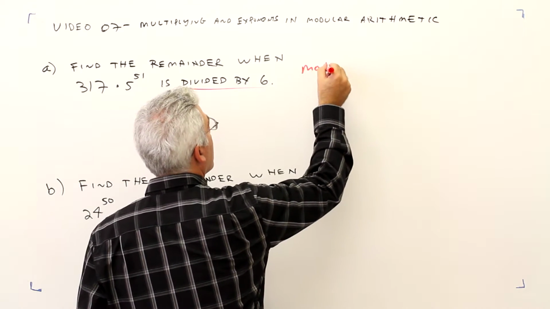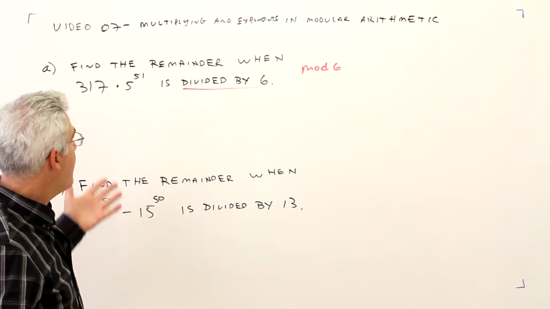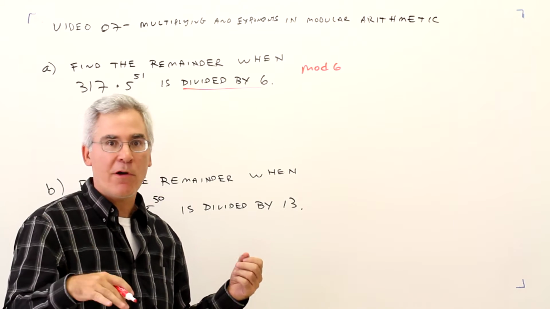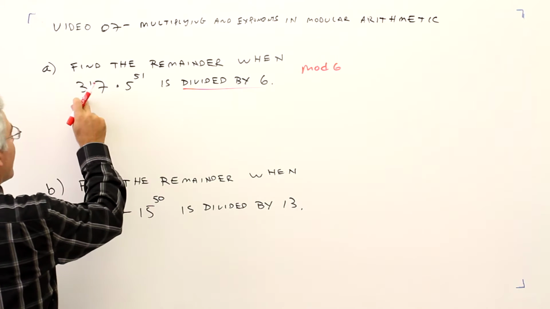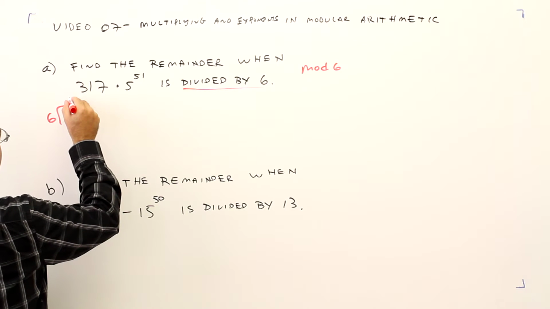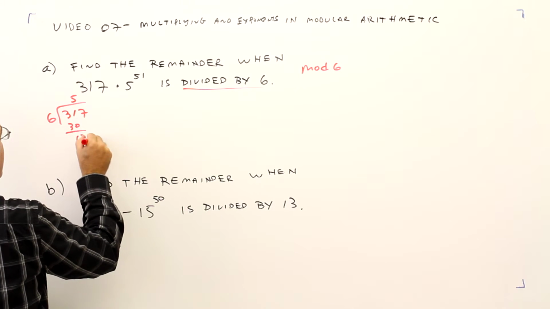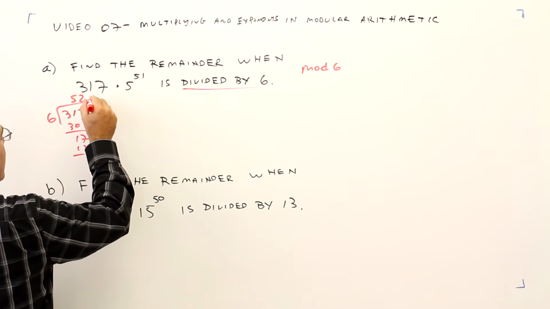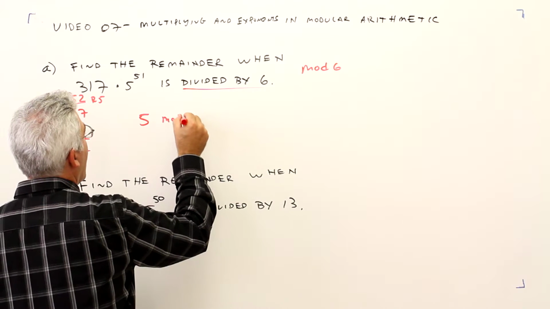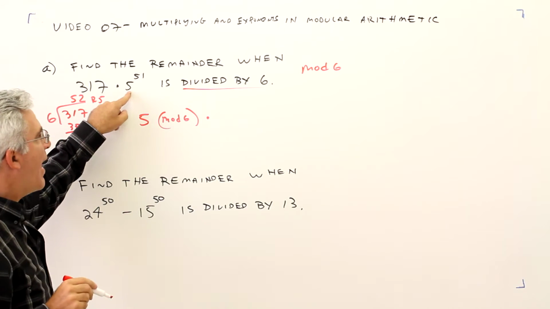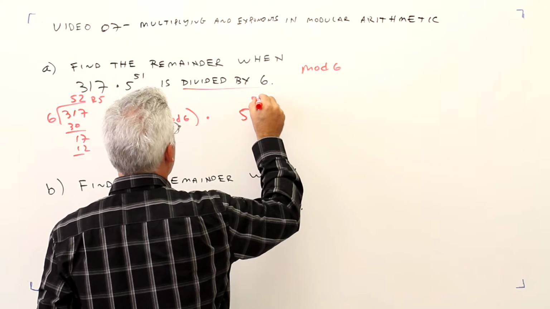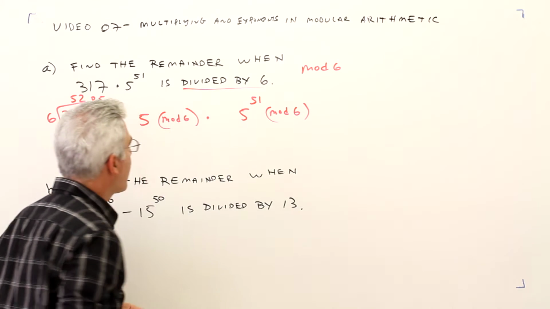Again, we're in a mod 6 world. So if you want, we can convert everything to mod 6 and look for those friendly things: negative 1, 0, 1, things of that nature. So 317, let's go to mod 6. 317 divided by 6, that's going to be 52, remainder 5. So I've got 5 mod 6 times, and 5 is simply 5 in mod 6, times 5 to the 51st in mod 6.